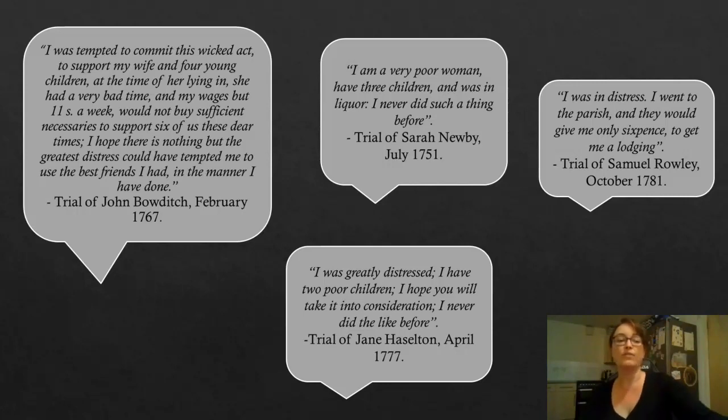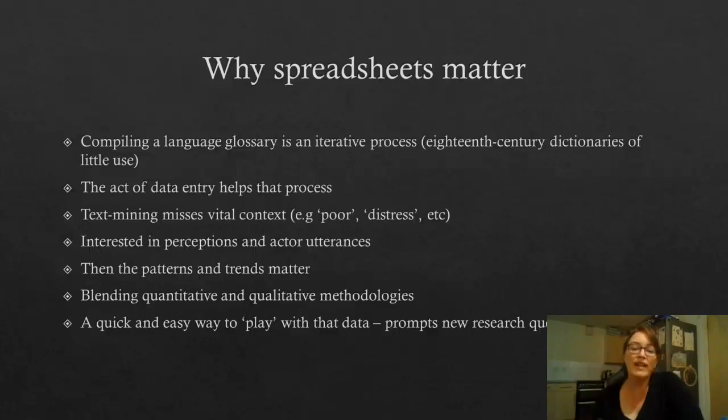So we can see the language of poverty in these sources, but how can we possibly draw any kind of patterns or trends or real understanding of this without a spreadsheet? So why do they matter? Well, it's not just about collecting that data. It's not just about counting how many people say that they are poor. Because 18th century language is so imprecise, a dictionary is of little use. Dictionaries in the 18th century record elite parlance. They don't always record common parlance.